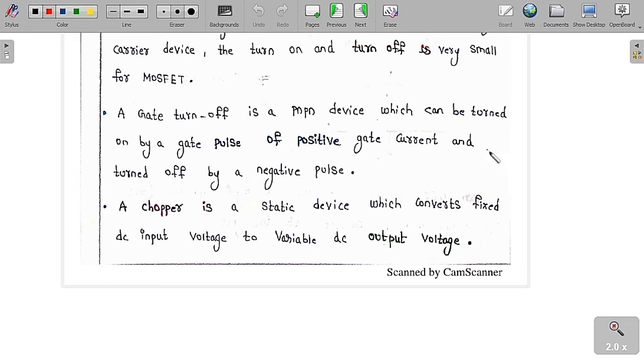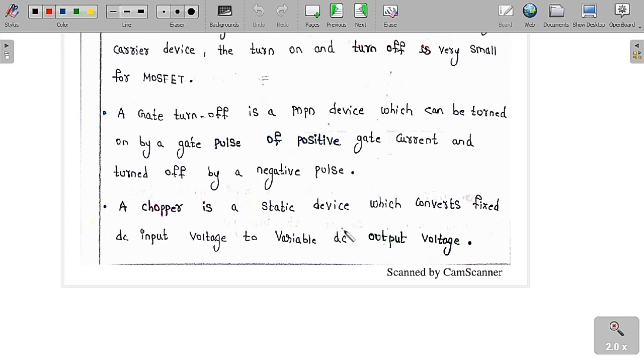It can be turned on by a gate pulse of positive gate current and turned off by a negative gate pulse. So if you give a positive gate current, then we can turn on the GTO. By giving a negative gate current, we can turn off the GTO because it's a fully controlled device.